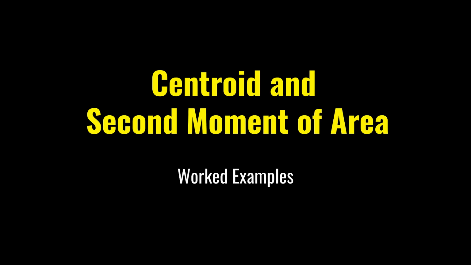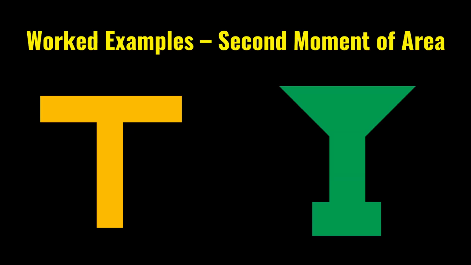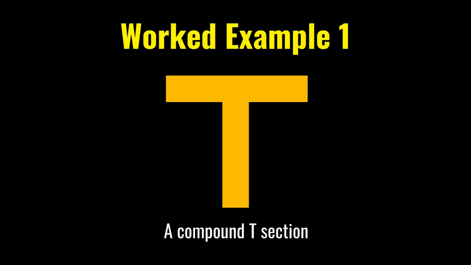In this lecture, I will be solving two worked examples related to centroid and second moment of area of different cross sections. These are the two examples that I will be solving. First is a T section, and second is a section which combines triangles and rectangles. Let us now solve the first example, which is a T compound section.